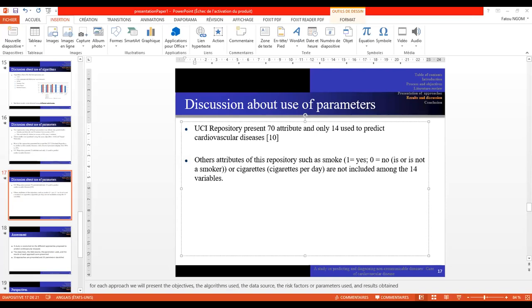According to a WHO study published in May 2017, smoking is responsible for more than 7 million deaths a year worldwide. So it should be included among the predictor variables.